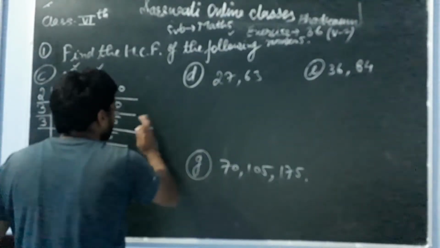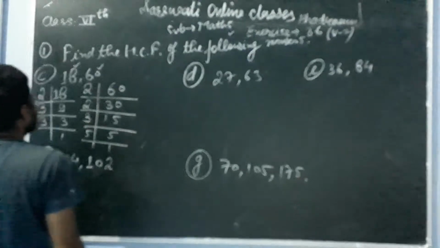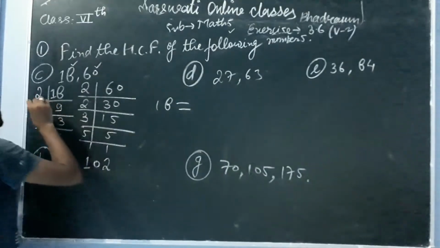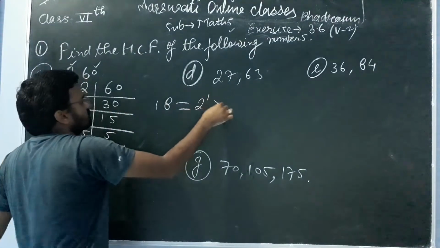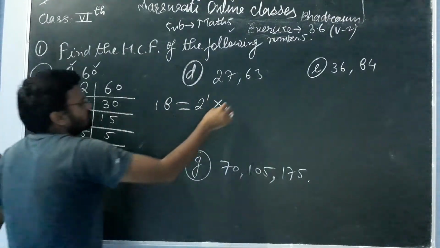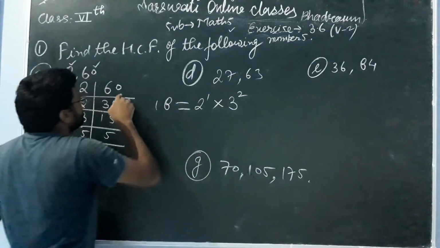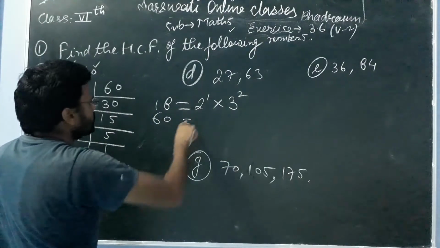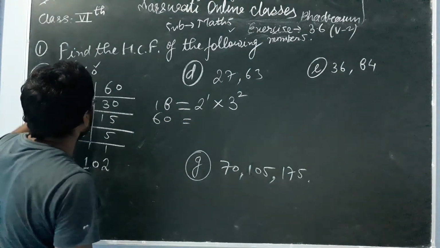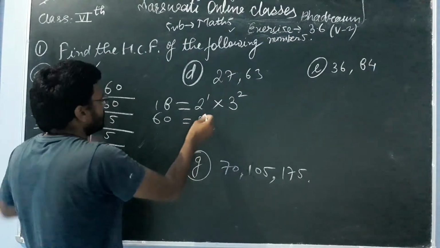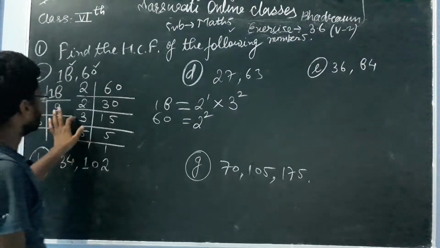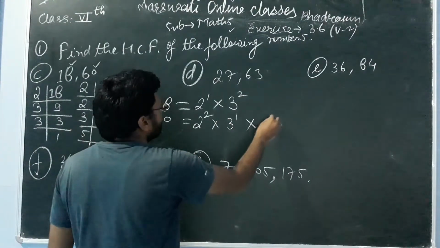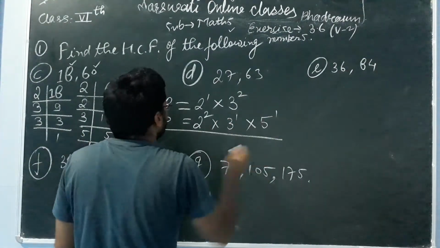Now we will see the HCF. So 18 is 2 to the power 1 multiplied with 3 to the power 2, and here this is 60: 2 to the power 2. Here 2 is coming 2 times, hence 2 to the power 2. 3 is coming 1 time, hence 3 to the power 1, and 5 is coming 1 time, 5 to the power 1. So our HCF is what?